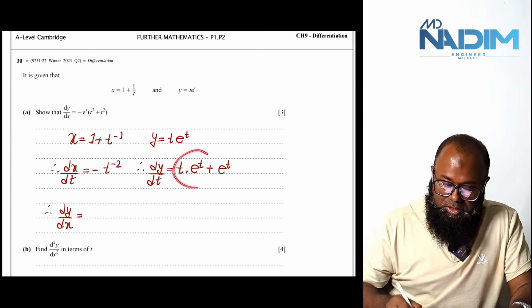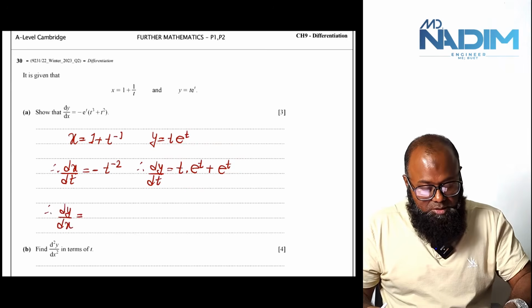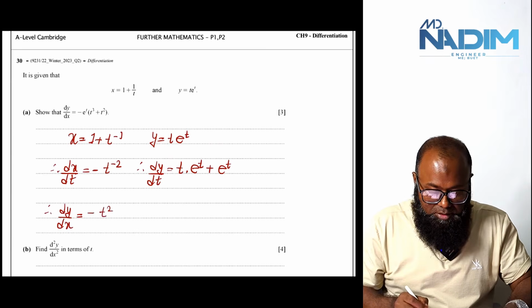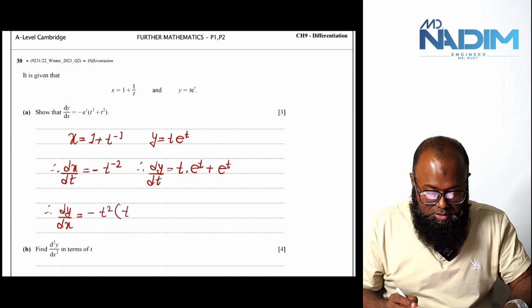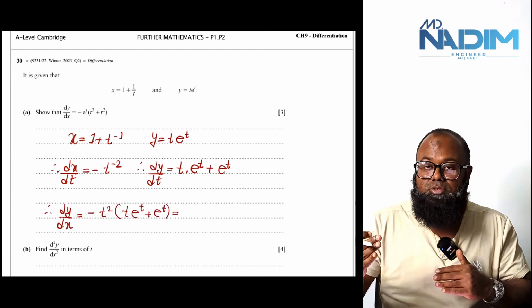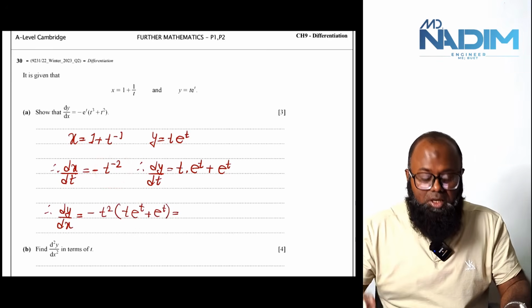So I'm getting this. Now, to get dy by dx, it would be t e to the power t plus e to the power t. So I have dy by dt at the numerator and dx by dt at the denominator. So if I simplify, I get this.